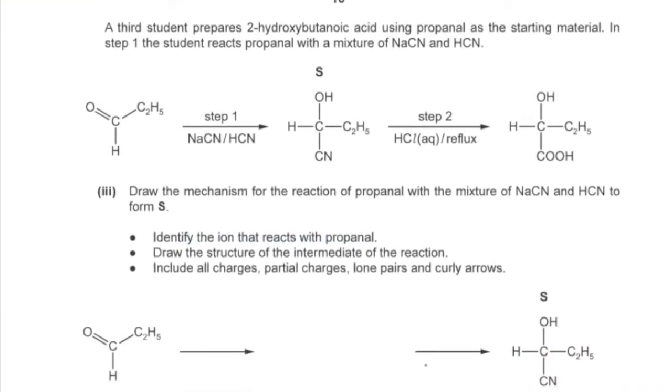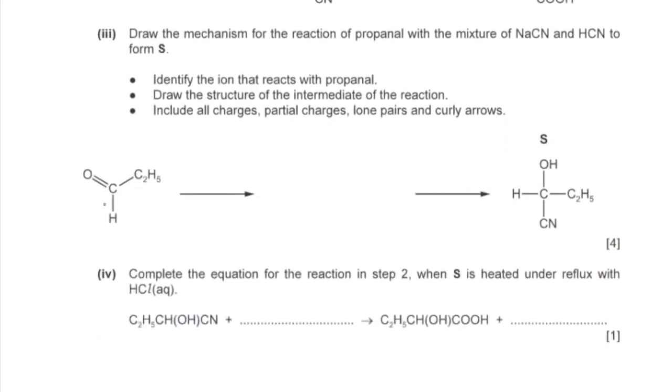A third student prepares 2-hydroxybutanoic acid using propanal as the starting material. In step 1, the student reacts propanal with a mixture of NaCN and HCN. Part 3, draw the mechanism for the reaction of propanal with the mixture of NaCN and HCN to form S. Now C=O double bond will break heterolytically. C gets a partial positive charge and O gets a partial negative charge. An arrowhead towards O, and CN minus with a lone pair of electrons from the catalyst NaCN gets attracted towards this carbon with a partial positive charge.